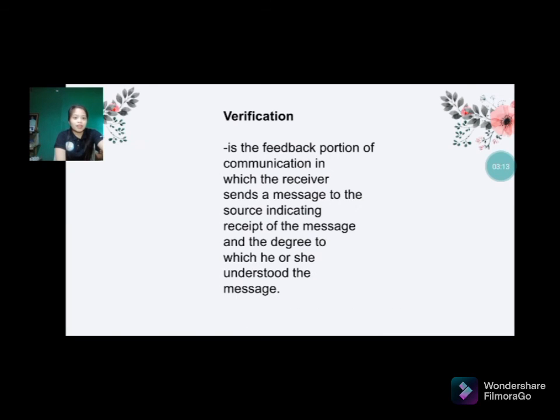Next is verification. It is the feedback portion of communication in which the receiver sends a message to the source indicating receipt of the message and the degree to which he or she understood the message.